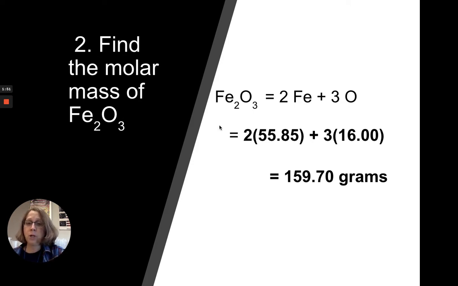So a mole of Fe2O3 would actually weigh 159.70 grams, and you should know iron 3 oxide is just rust. So if I have 159.70 grams of rust, then I have a mole of rust.